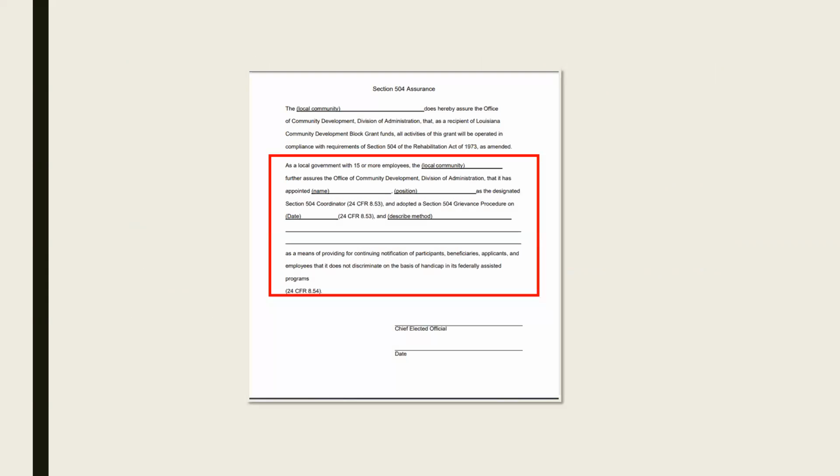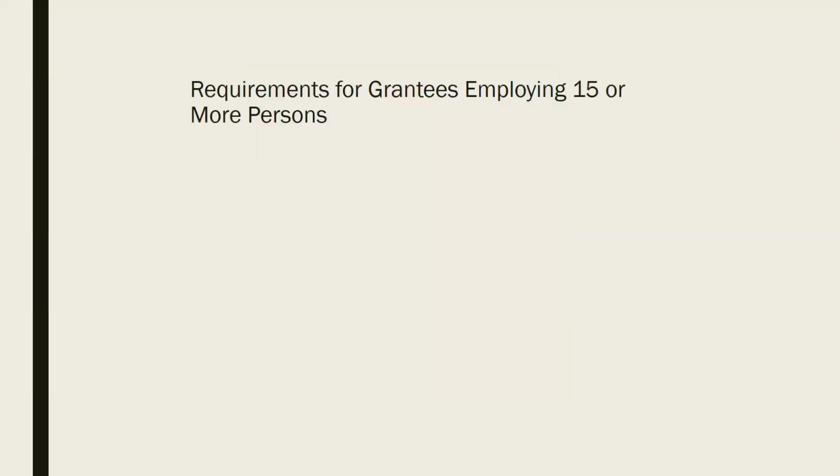This is what the form looks like in whole. The second part that's in red asks if you have 15 or more employees. If you do not have 15 or more employees, you just delete that section. If you do have 15 or more employees, you need to do an extra step. So you fill out this form, have a chief elected official sign and date it, and send it to us with your contract conditions.